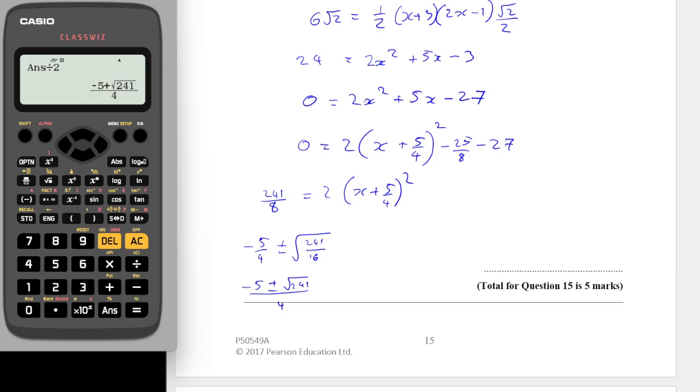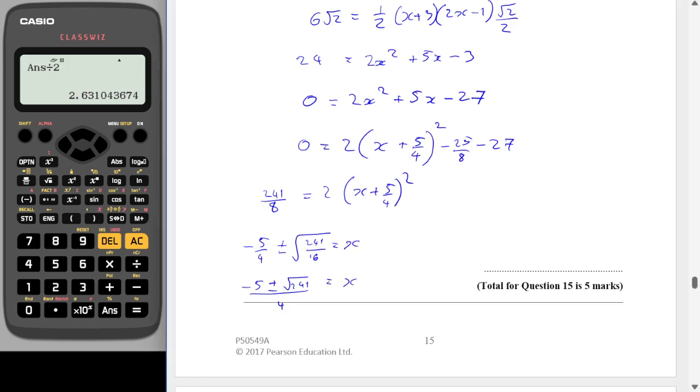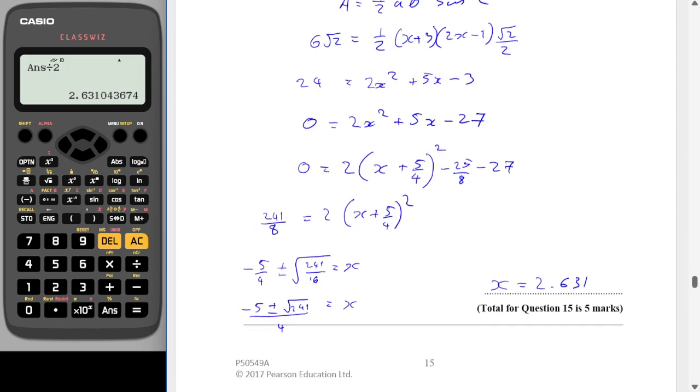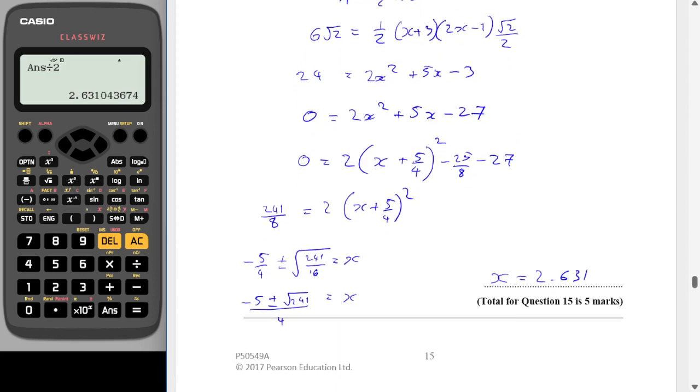So I'm going to say that that's minus 5 plus root 241 over 4. There we go. So as a decimal, x is going to be 2.631. 3 significant figures. I've gone too far. That's bad form on me. So I'll do that there with more decimal places.